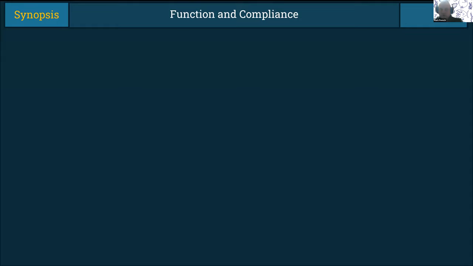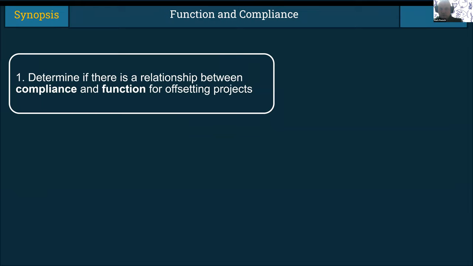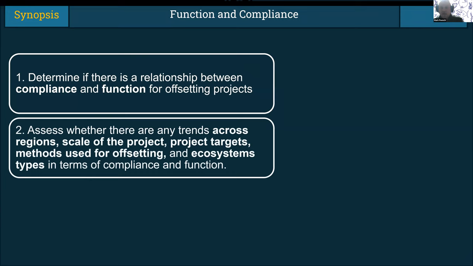And so the objectives of this were to see if there was a relationship between compliance and ecosystem function for offsetting projects, and to assess whether or not there were trends across regions, scale of project, the targets of the project, the methods used for offsetting, and the ecotypes available.